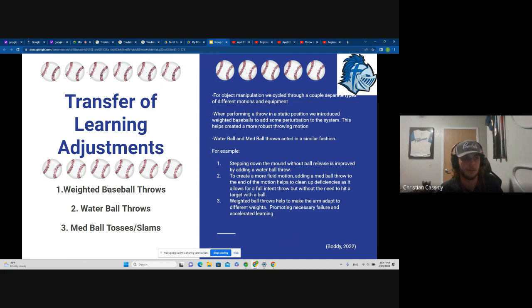Just smooth over those rough edges of that cognitive stage and get him more to that associative stage with learning. So there was a lot less intent when it came to hitting a target. It was more how smooth and clean can you move and get that ball in the ground hard.